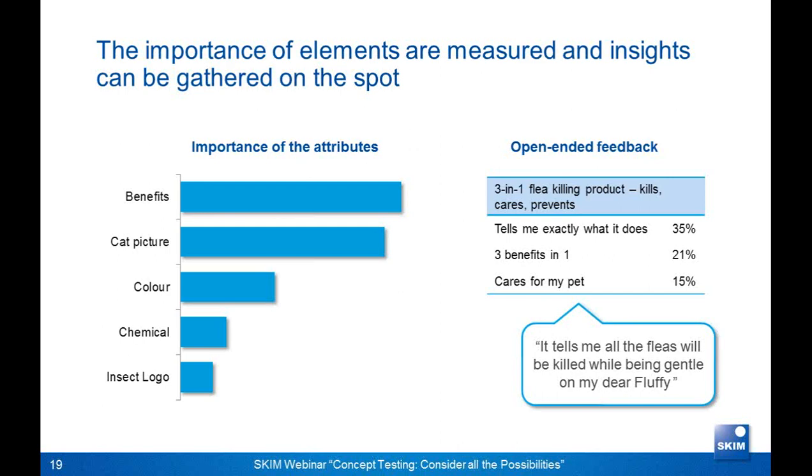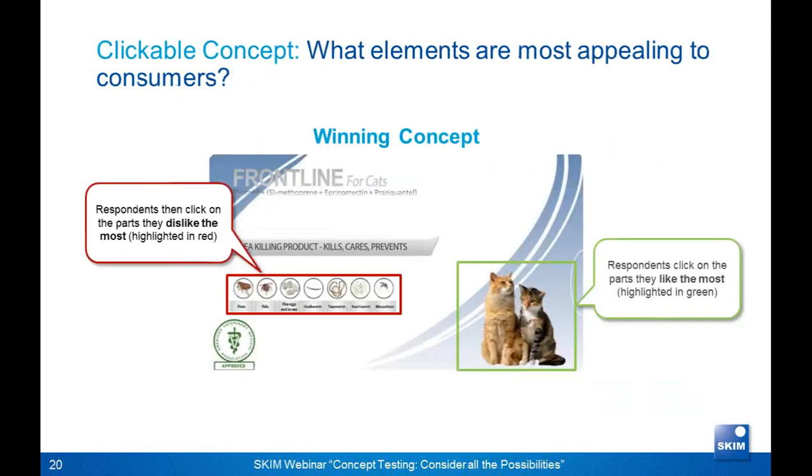Similarly, you will also be able to get some open-ended feedback, for example, about the benefits, to try to understand why consumers really like a certain benefit statement. Furthermore, optionally, you could also dig deeper and try to understand why consumers like or dislike specific elements. For this, you would use Clickable Concept. You would ask consumers to click on those pack elements that they like and those that they dislike. Then you could also ask why you like this pack element so much or why you don't like it. And this, of course, would help you to further improve the materials that you have tested.